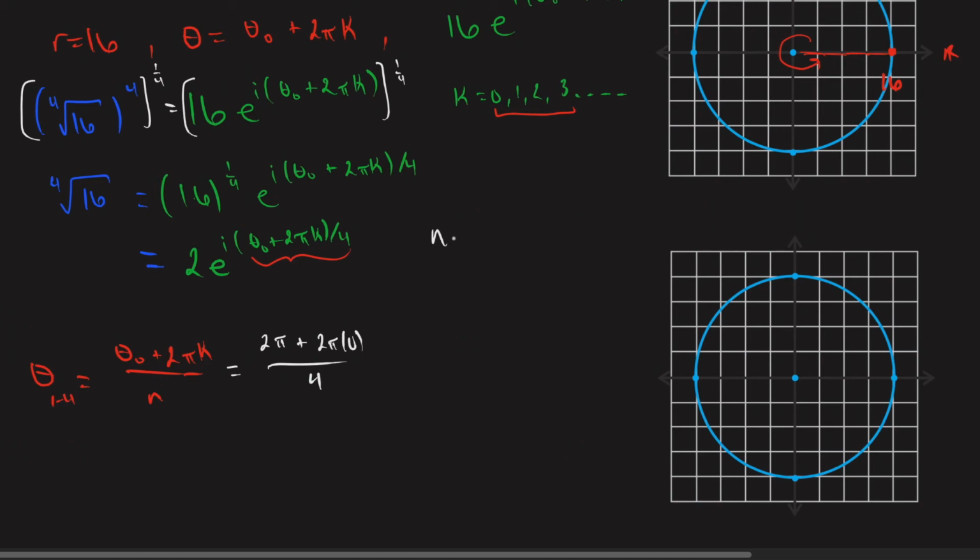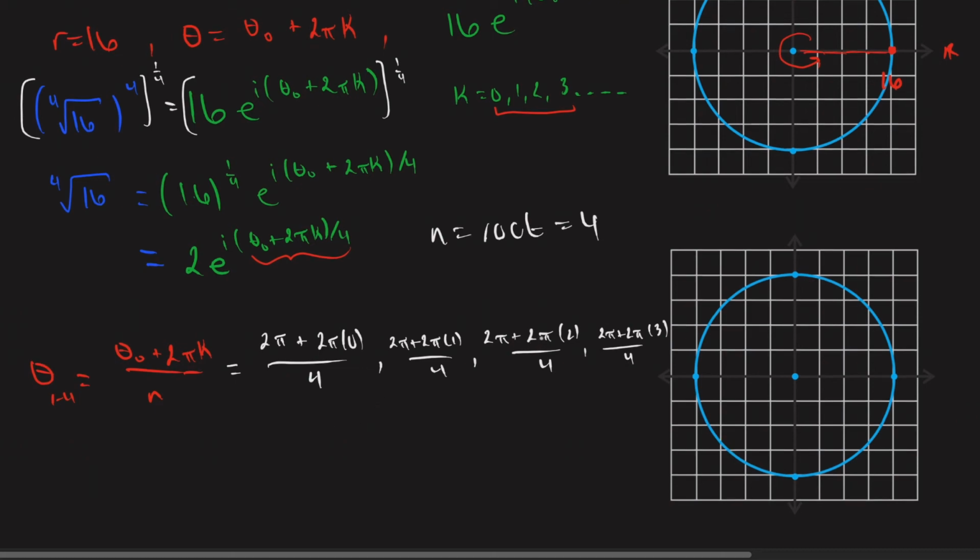And let's do this to our root value, which is equal to 4. We have our k's up there. Then we get 2 pi plus 2 pi times 1 divided by 4, then 2 pi plus 2 pi times 2 divided by 4, and then 2 pi plus 2 pi times 3 divided by 4. If you do this out with a calculator, you get pi over 2, pi, 3 over 2 pi, and the last value should be 2 pi.